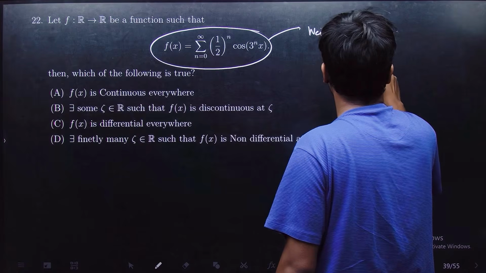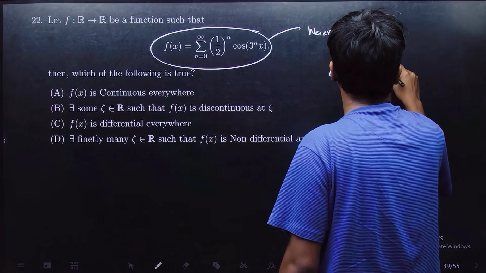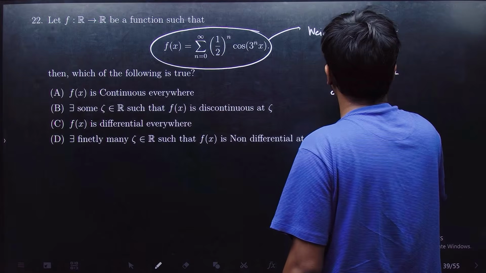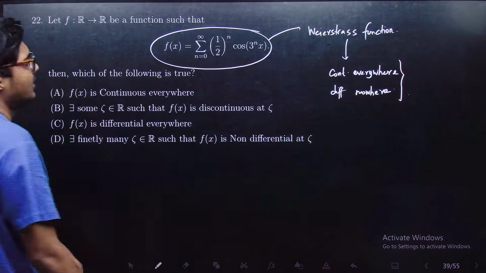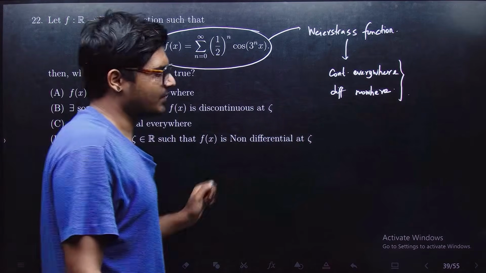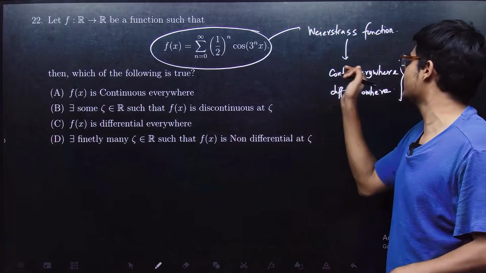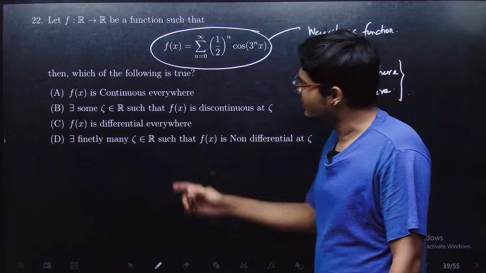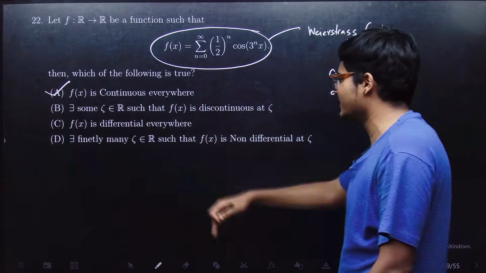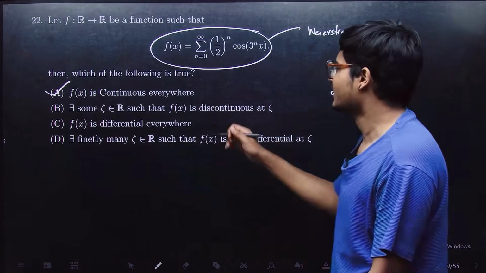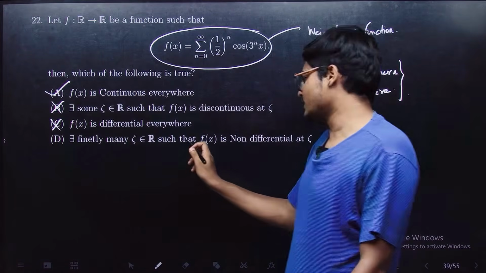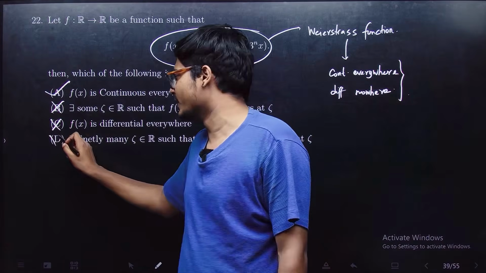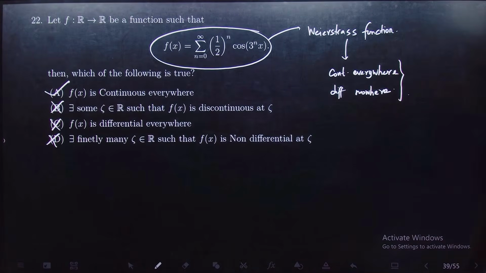Continuous everywhere, but differentiable nowhere. So remember this. The proof is way beyond the syllabus, but just for the sake of the exam, in case you get questions like this, if they ask you for counterexamples, there are functions which are continuous everywhere and differentiable nowhere. So which of the following is true? Continuous everywhere, yes. There is just some zeta such that this is discontinuous at this? No, it's not, because it's continuous everywhere. Differentiable everywhere, wrong. Finitely many points where it's non-differentiable, that's also incorrect, because it's differentiable nowhere. So the only option that's correct is option A for us. So remember this, think of it as a conceptual fact.